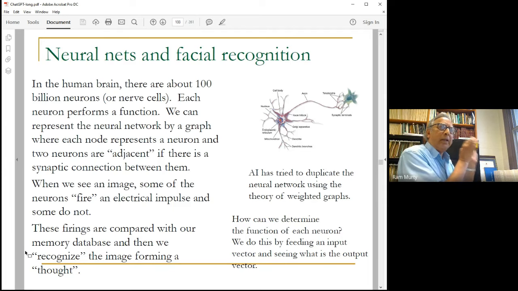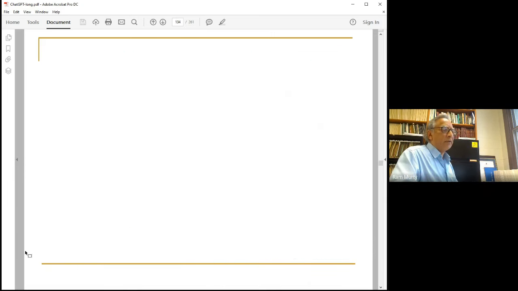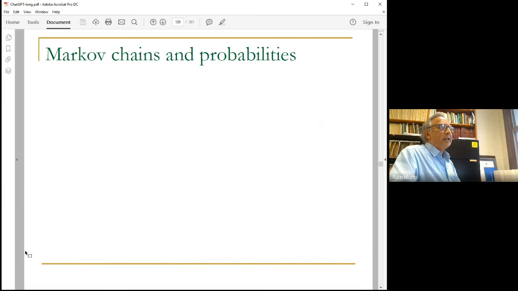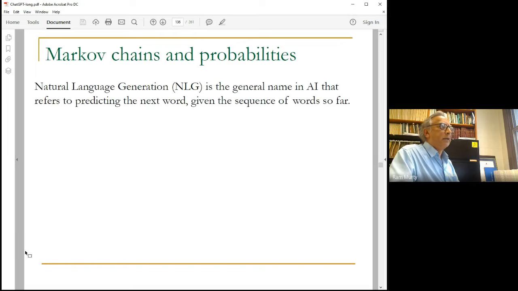You see, what the neuron does, we don't know. But by stimulating the neuron and seeing what comes out, we can see what the neuron is doing, as we can guess what the neuron is doing. So Markov chains and probabilities are the best mathematical tool we have to model these brain processes, mental processes.